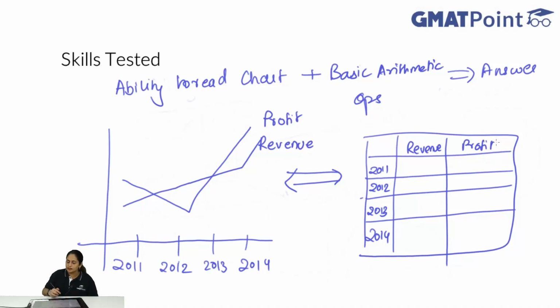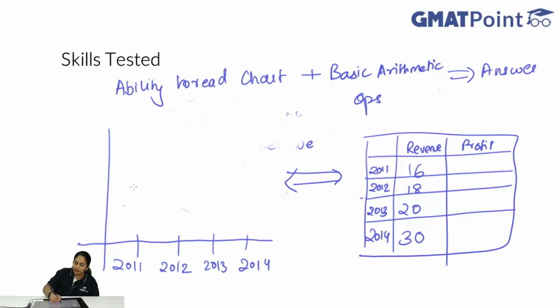So suppose I start off by first plotting the revenue. Say in 2011 the revenue is at 16, then it is at 18, this is at 20 and this is at say 30. Now I have to plot this chart. How would I do that? Let me see the y-axis. The y-axis in this case starts from say 12, so this is 12, 14, 16, 18, 20, 22, 24, 26, 28, 30. Firstly I put 16 over here, then 18 over here, then 20 over here, and in 2014 directly 30 over here.